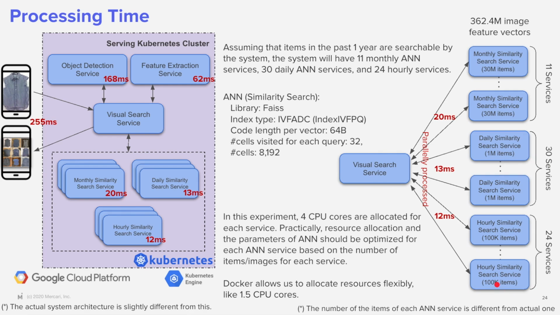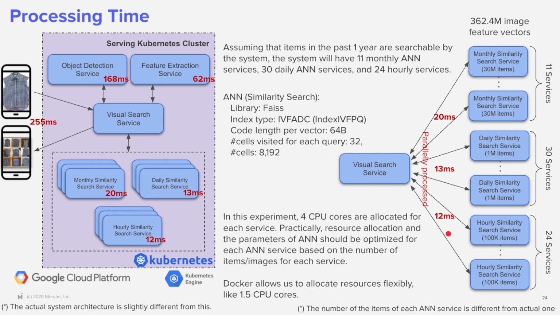The numbers are different from the actual ones. One item has one image in this case, so 362.4 million image feature vectors are stored in this experiment in total. The similarity searches are performed in parallel. When we allocated 4 CPU cores for each service, the processing times were 20 milliseconds for the monthly index, 13 milliseconds for the daily index, and 12 milliseconds for the hourly index.